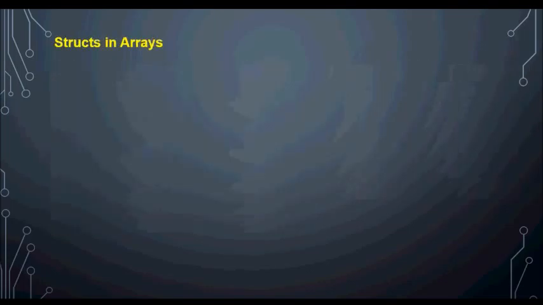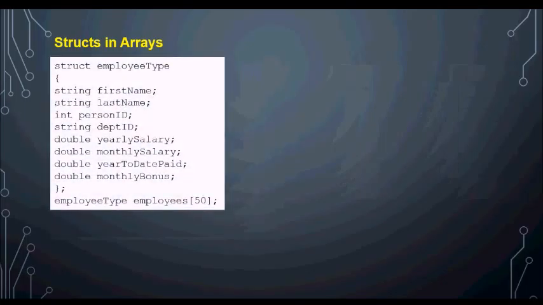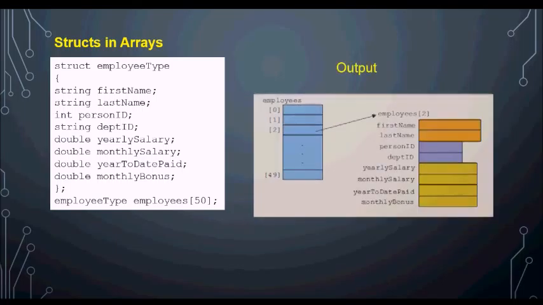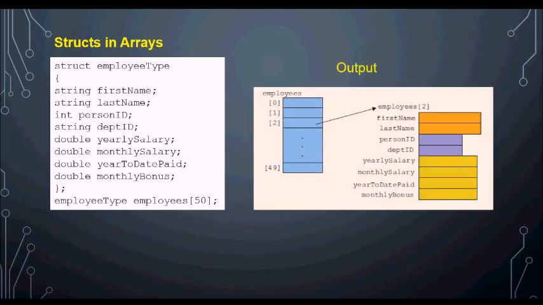Structs in arrays. Just like we can have arrays in structs, we can also have structs in arrays. It will be like this. It is a sample code and a sample output. So we have a list of employees, and inside that we have information which is composed of structs. For each employee we can have the first name, last name, ID, salary, and bonus.